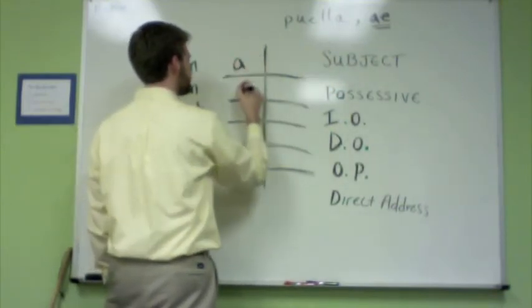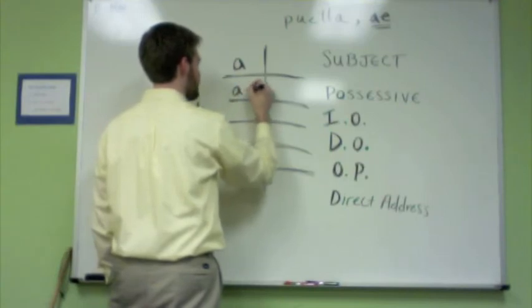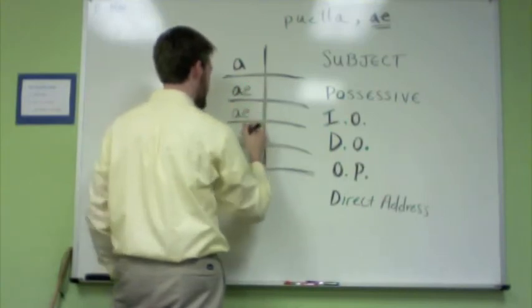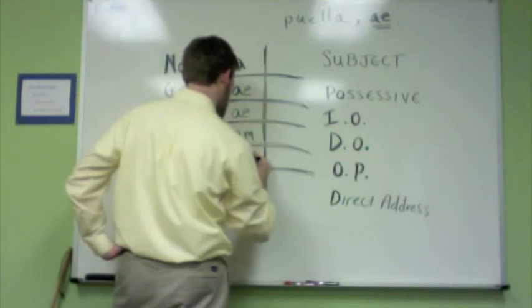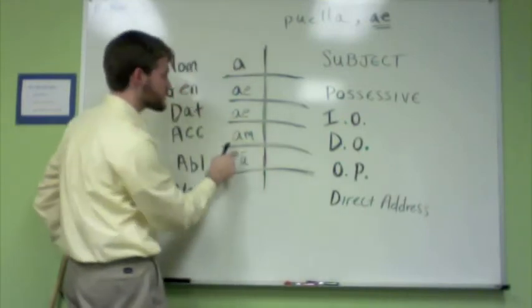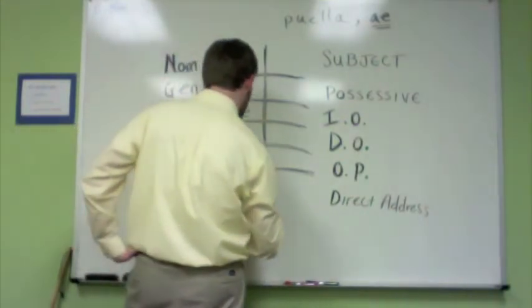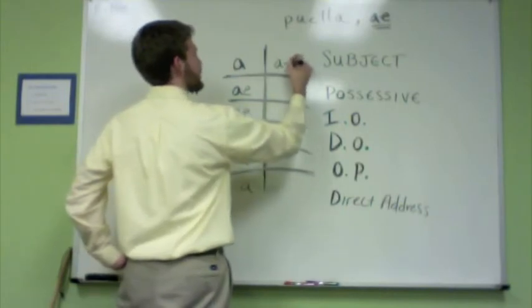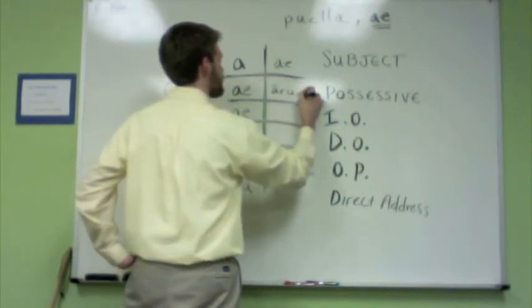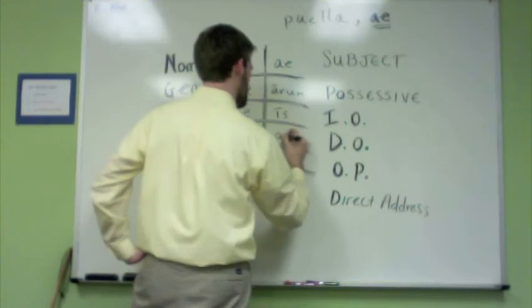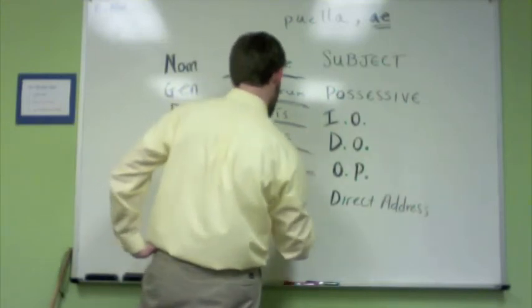We've got -ae, that's a long A there, versus, and then our plurals are -ae, -arum, -is, -as, -is, -ae.